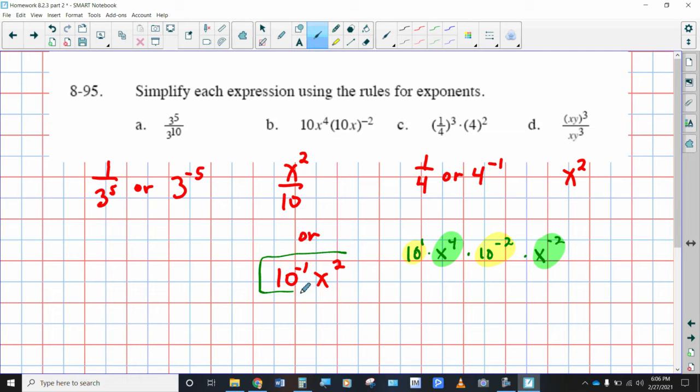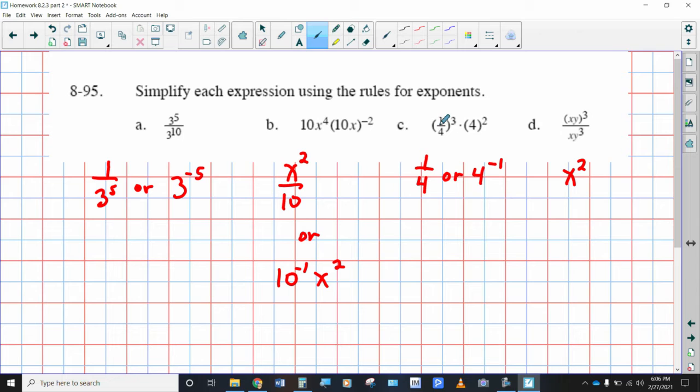So you could either write it this way, with the negative exponent for the 10, or if you had wanted to move this guy across the street and change that to a fraction, it would become x squared over 10, which is how we get it in that form. So either one of those is acceptable.